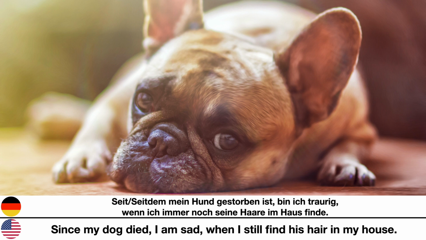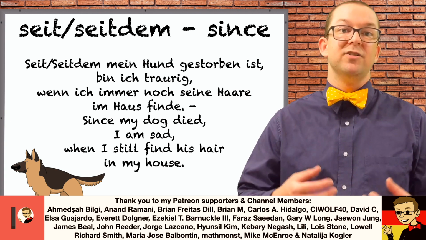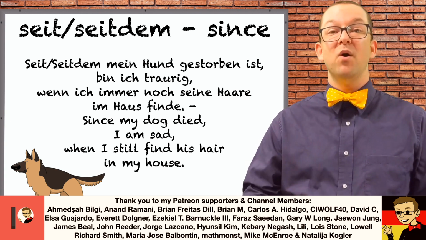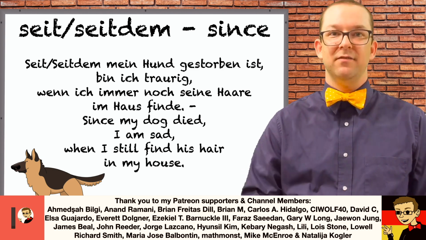Since my dog died, I am sad when I still find his hair in my house. Yep, you can use more than one subordinating conjunction in a single sentence, and you can make both of them use different versions of the word order rules that I mentioned at the beginning of this video.